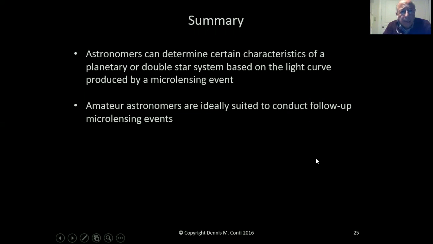So to summarize, hopefully you've been convinced that professional astronomers can determine certain characteristics just based upon the light curve, and therefore the kind of caustic that is formed. And amateur astronomers are ideally suited to help the professionals with follow-up of microlensing events.